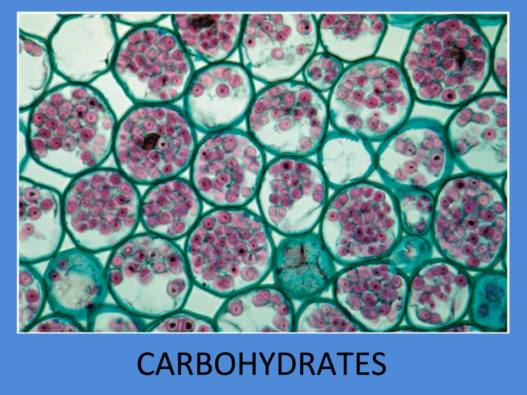This is a picture from a microscope image, called a micrograph, from a cross-section of a plant root. Two carbohydrates are stained, cellulose and starch. Cellulose is stained green and is found in the cell walls of the plant cells. Starch is stained purple and is found within the cells. Both cellulose and starch are complex carbohydrates, and we'll learn more about them later on.